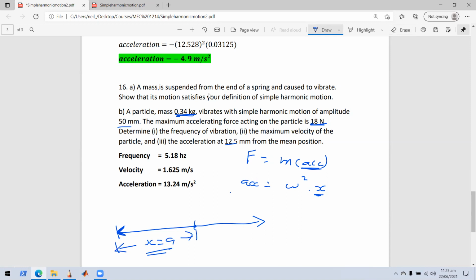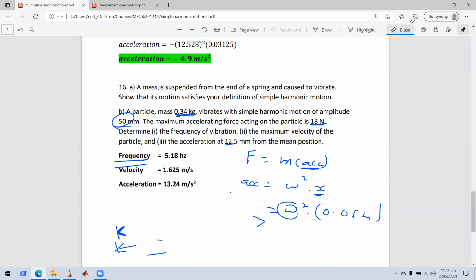So we can just go ahead and throw 50 millimeters in there. So we'll have omega squared times 0.05 meters. Okay, and then we found acceleration. So we can use that to find omega. And from omega, I think you can find frequency, right? Right? Yeah. Good.